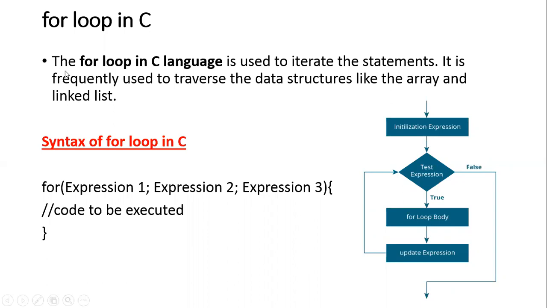See the definition. The for loop in C language is used to iterate the statements. Nothing but one by one we want to iterate the statements by incrementing the value. It is frequently used to traverse data structures like the array and linked list. So it will be used in data structures. That is the reason the for loop is very important.